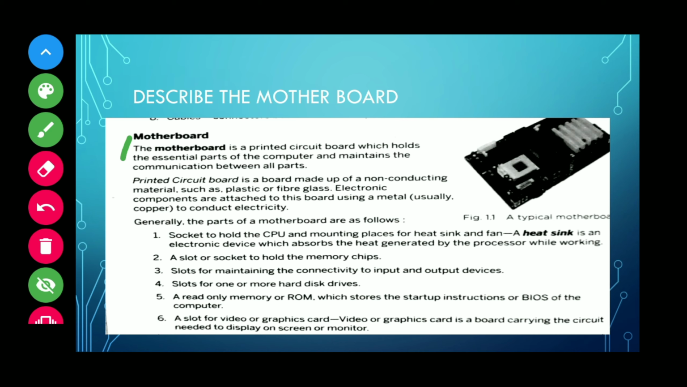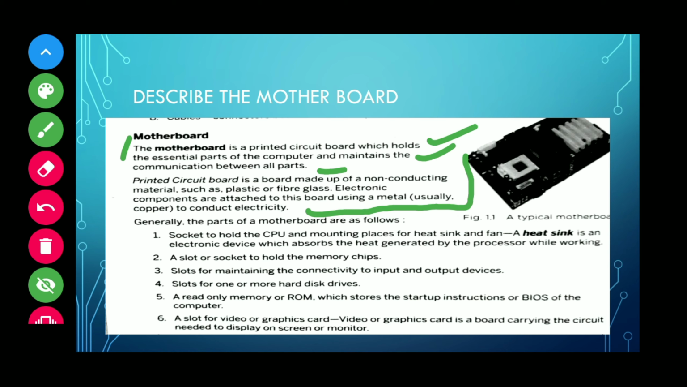From here, the motherboard is a printed circuit board which holds the essential parts of the computer and maintains the communication between all parts. So till here you have to write. So you can write one more line here. Printed circuit board is a board made up of non-conducting materials such as plastic and fiber glass. So till here you can write the answer.